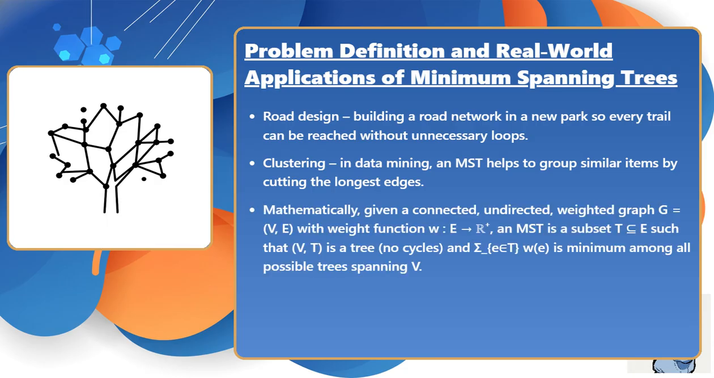Mathematically, given a connected undirected weighted graph G with vertex set V and edge set E and weight function W from E to positive real numbers, an MST is a subset T of E such that the graph with vertices V and edges T is a tree with no cycles, and the sum of the weights of the edges in T is minimum among all possible spanning trees of V.